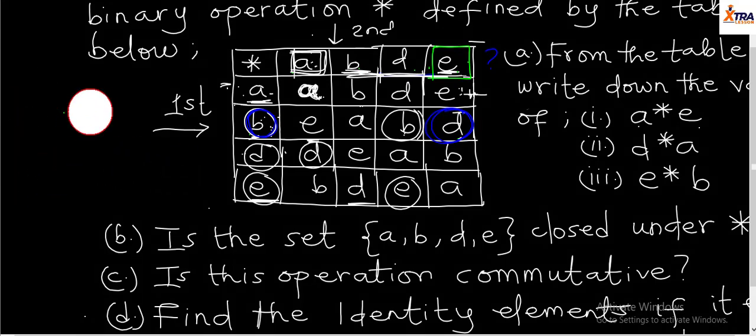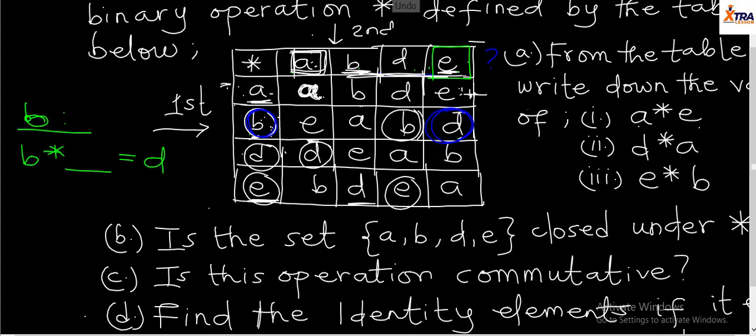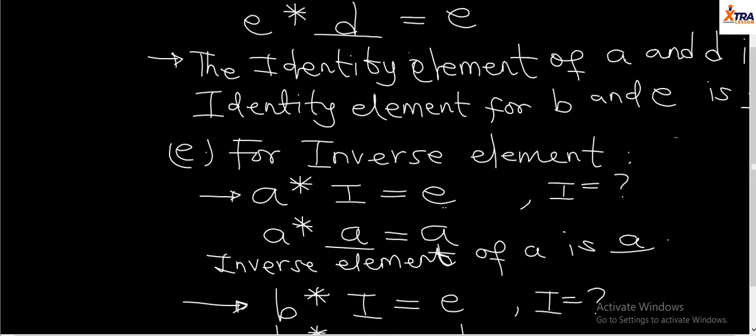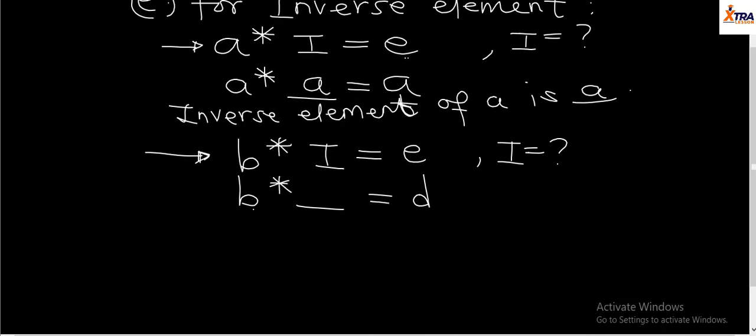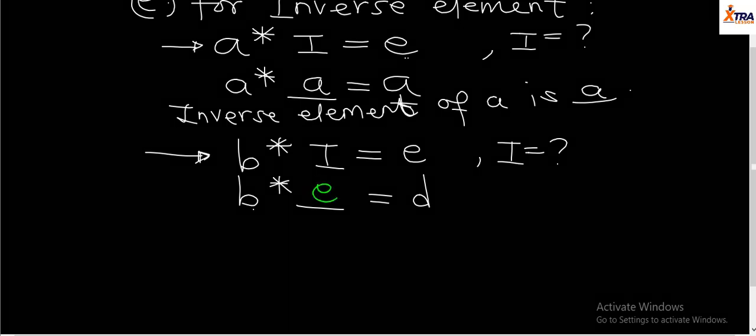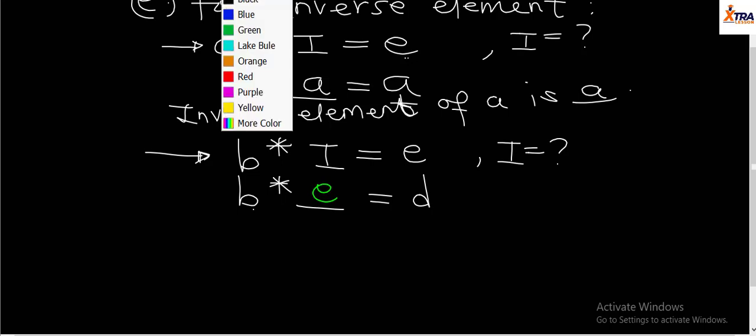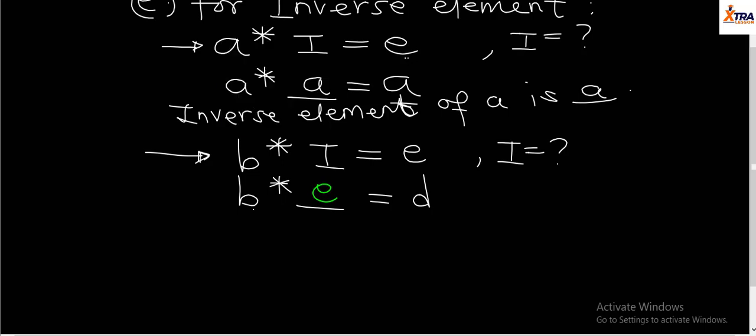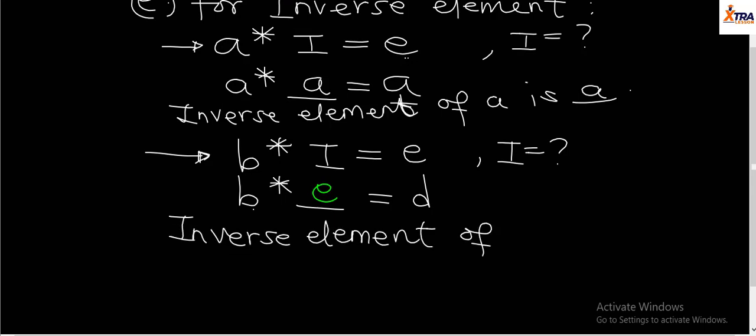We'll go to the next one. Go to the next one now. It means that our inverse here is E. That means the inverse element of B is E.